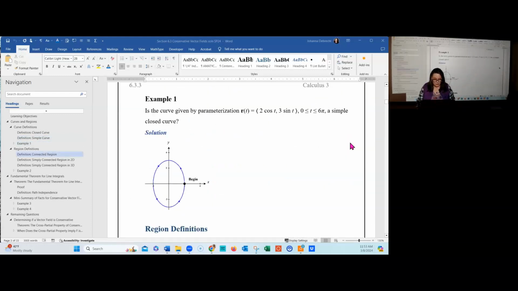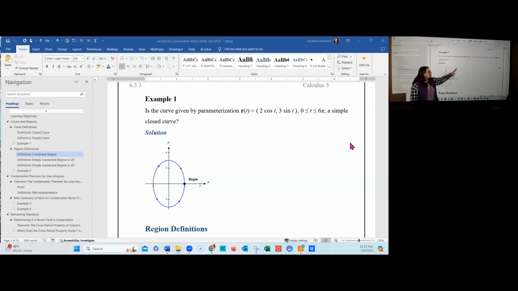Let's take a look at the parameterization in example 1. We have the parameterization 2 cosine t, 3 sine of t, which we know is a parameterization for an ellipse. In this case, it moves out 2 to the left and 2 to the right in the horizontal direction, and 3 up and 3 down in the vertical direction.